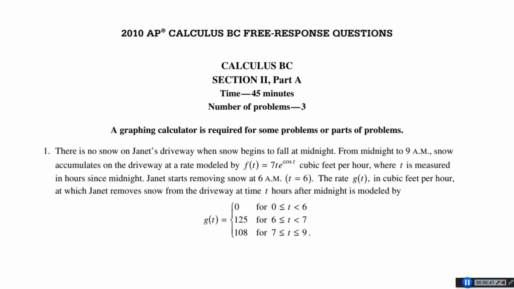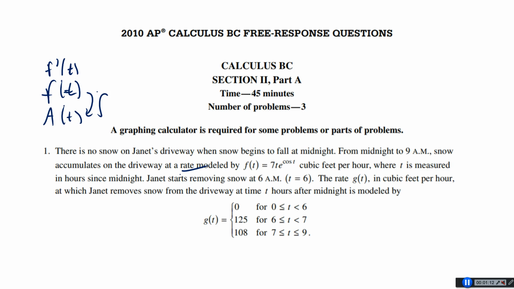From midnight to 9 a.m., snow accumulates on the driveway at a rate modeled by this function, 7t e to the cosine t cubic feet per hour. So this is a rate. Okay, so we might want to think about our tower of functions there. So f of t is our rate. So the amount of snow, A of t, I'm going to put down there, and then the derivative of f would be like the acceleration at which the snow is falling, so how the rate is changing. And so to find out the amount, we would have to integrate, right?